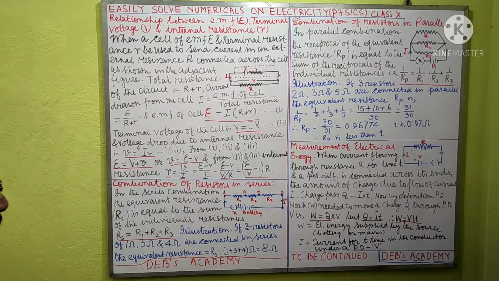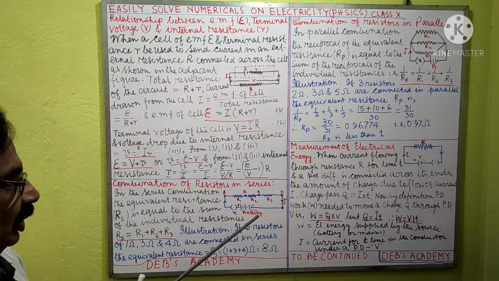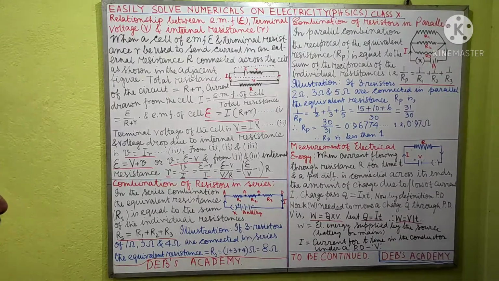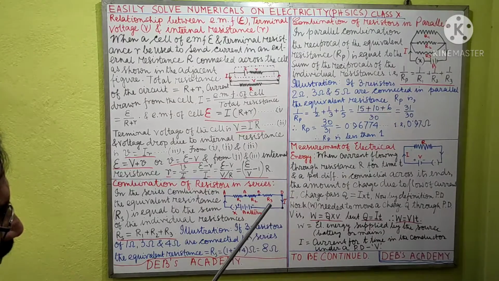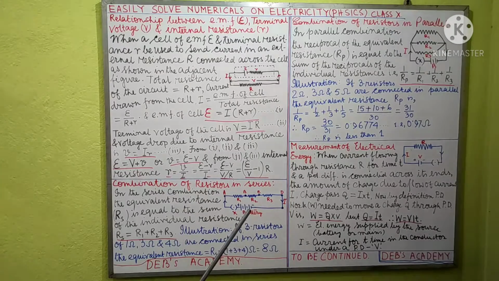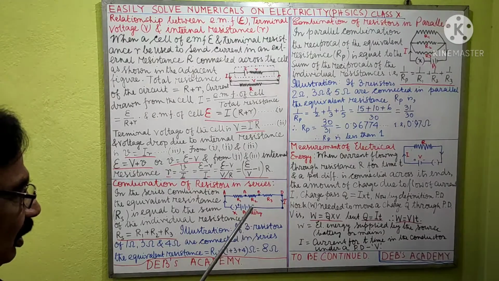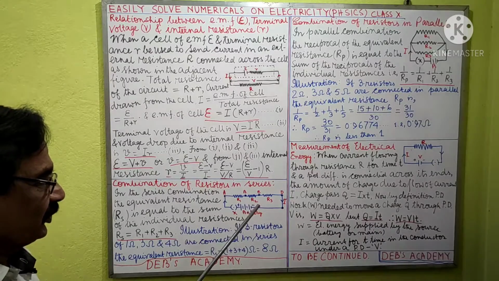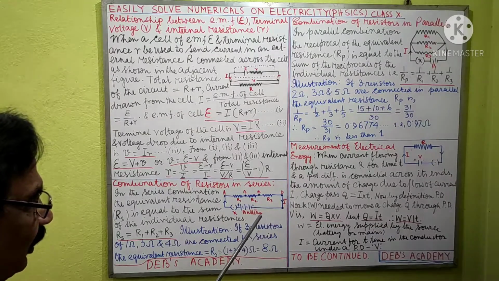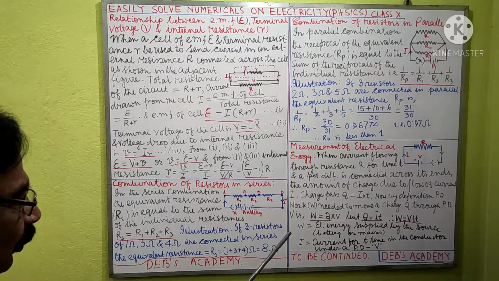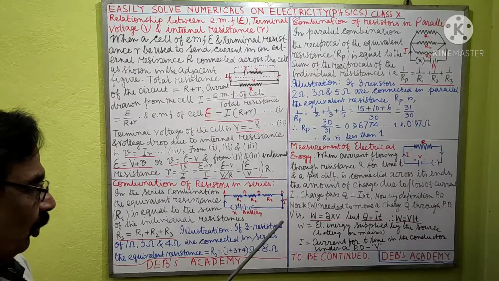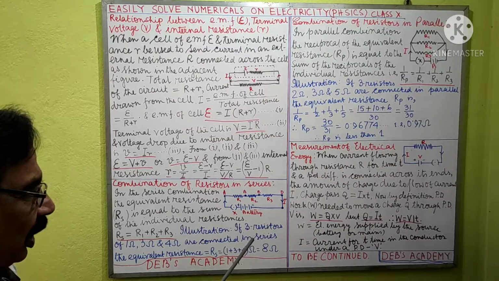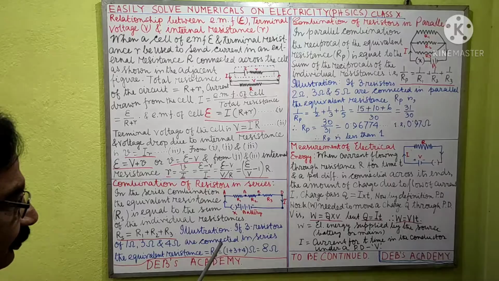There is also one example. Next, measurement of electrical energy. How will you measure electrical energy? According to the adjacent figure, when current I flows through resistance R for time t and a potential difference is connected across its ends, the amount of charge due to the flow of current is Q equal to I into t, where t is the time.